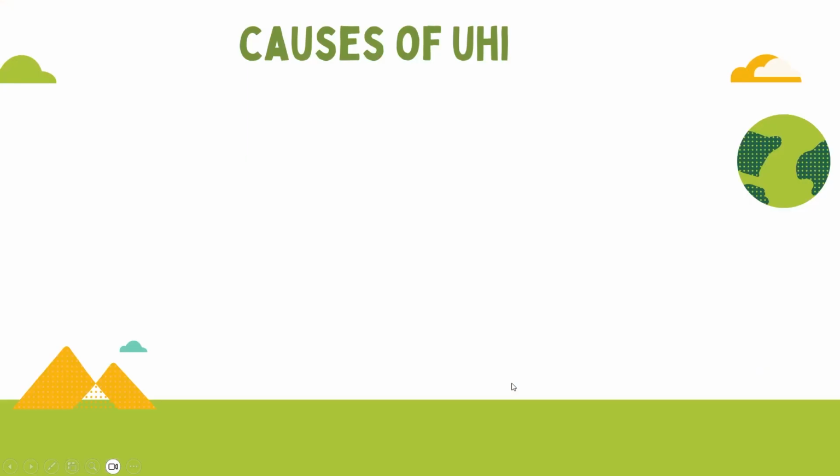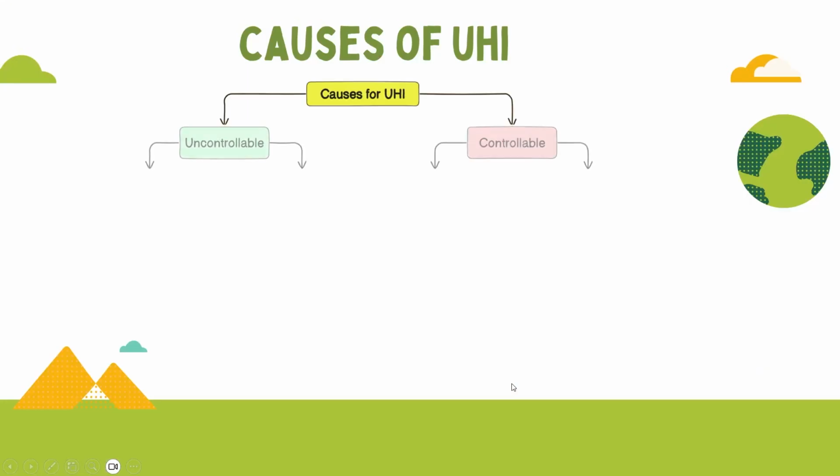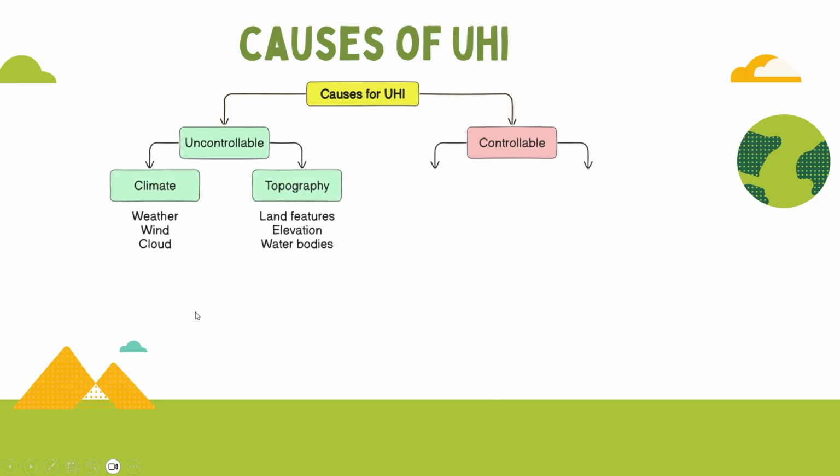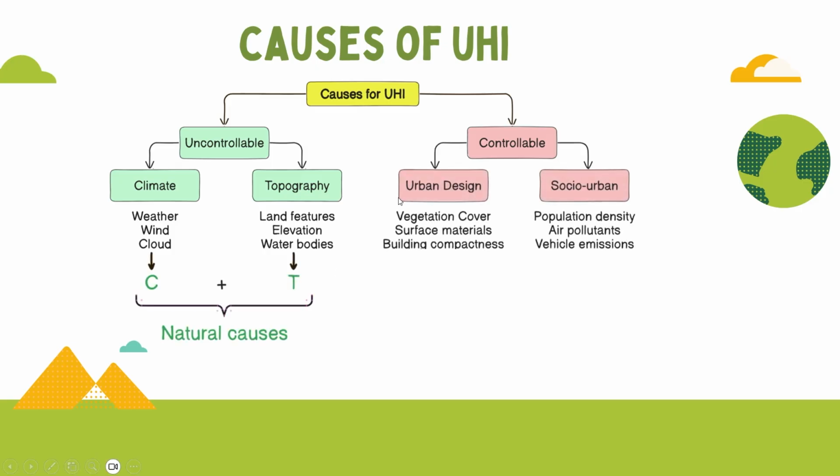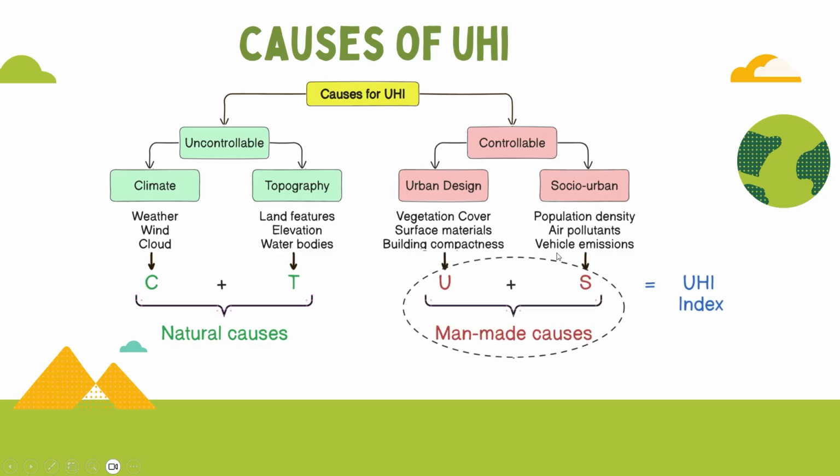The UHI is caused by several factors, some of which are uncontrollable and some controllable. While we can't change the climate or topography of a place, we can definitely address the controllable factors such as urban design and socio-urban parameters. Eliminating these man-made causes will lead us to mitigating UHI.